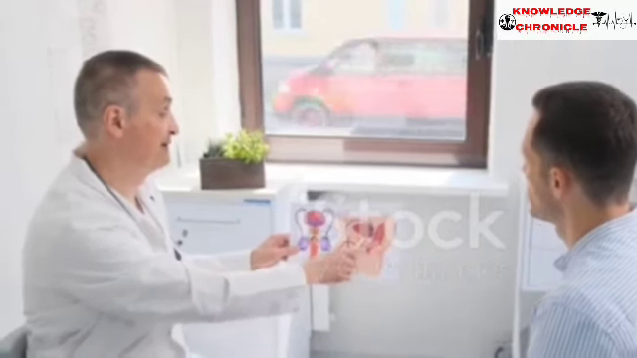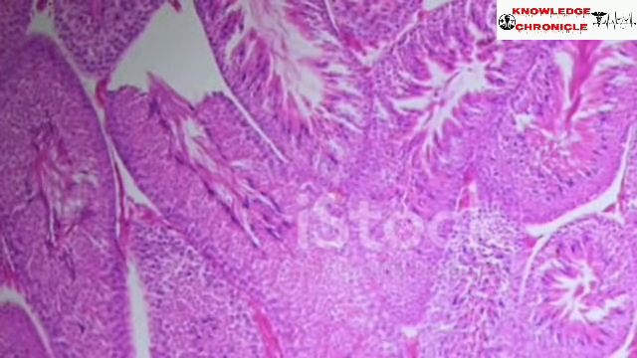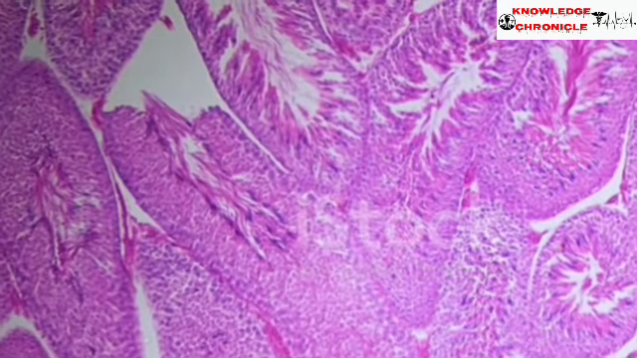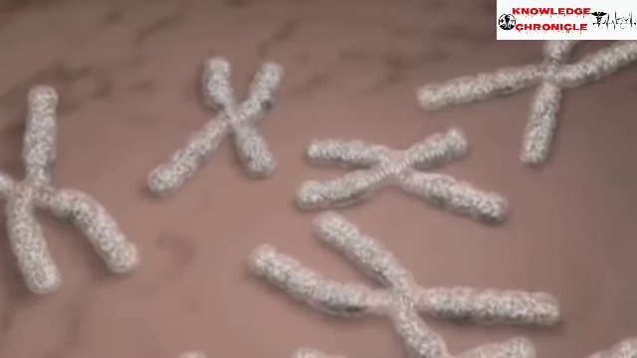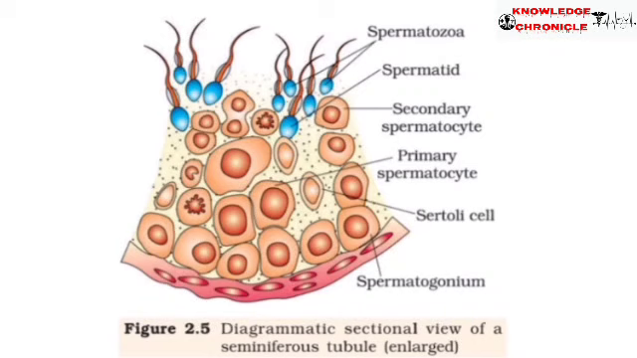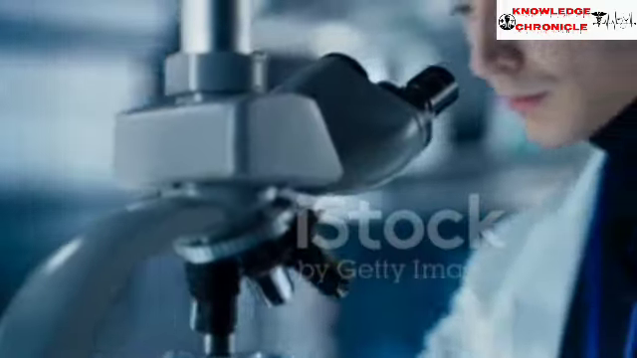Let's first explore spermatogenesis. This process begins at puberty, when certain hormones are activated. Inside the seminiferous tubules of the testes live spermatogonia, immature germ cells. These are diploid cells, meaning they carry 46 chromosomes. Now the process starts like this.